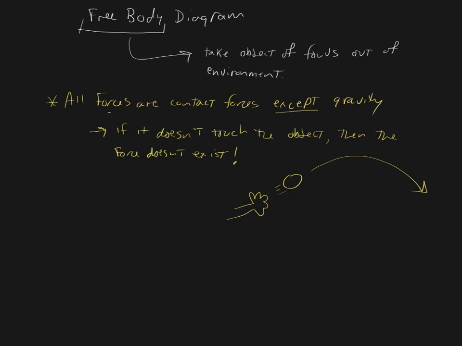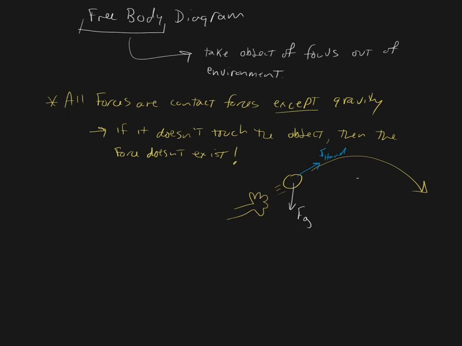So knowing that all forces are contact forces except gravity, if it doesn't touch the object, then the force doesn't exist. What's that mean? In terms of our free body diagram, we have one force which is acting on the ball, and that is the force of gravity straight down. But oftentimes, and this is the mistake, and I'll do it in blue so that you know this is the common mistake. Students will mistake the force of the hand for still being on the ball, because what's making the ball go forward, right? That's the mistake that's always made.